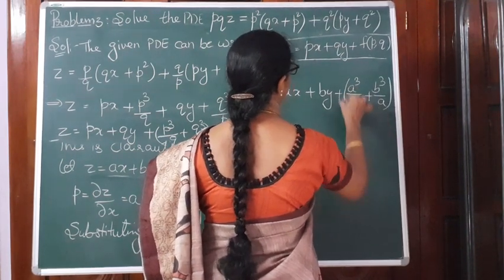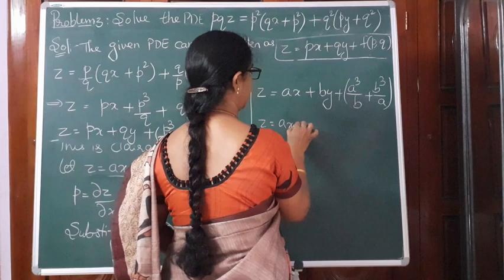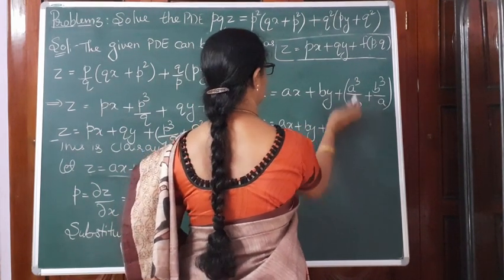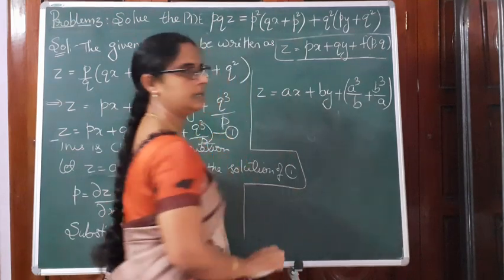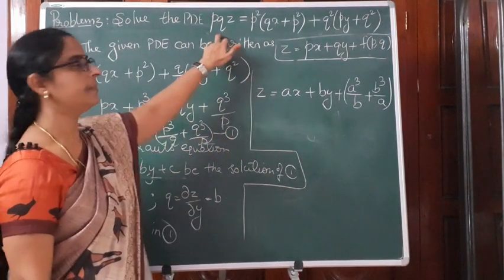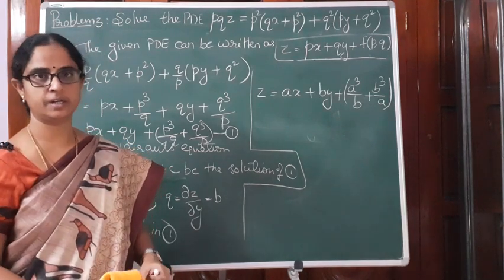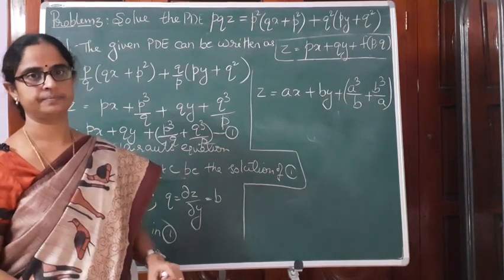Or you can write this as z is equal to ax plus by plus a by b. Okay, we leave it here. This is the general solution for the given partial differential equation. So here we reduced the given partial differential equation to standard form 4.